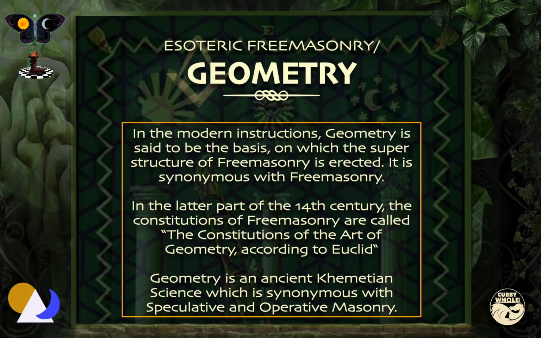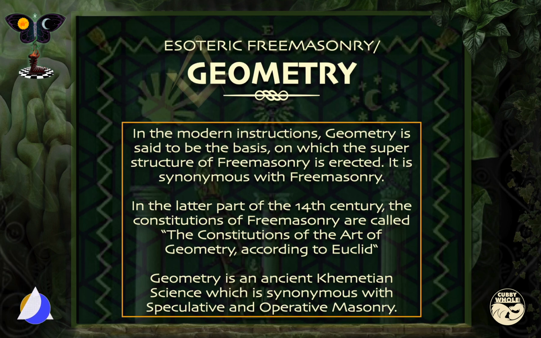So in the later part of the 14th century, the constitutions of Freemasonry are called the constitutions of the art of geometry, according to Euclid, another name that you should familiarize yourself with when it comes to geometry or sacred geometry. And Euclid's 47th proposition is part of understanding. It is the cornerstone of Freemasonry, something that I'm going to get into a little later, but it is very important with understanding who we truly are, especially dealing with the triune brain.